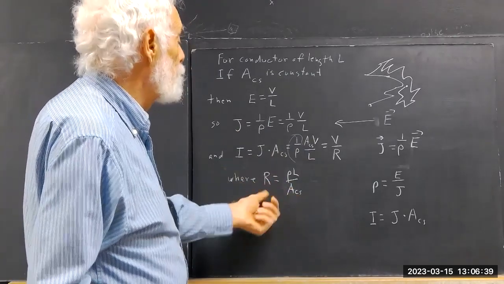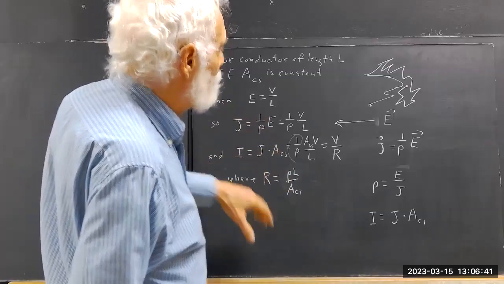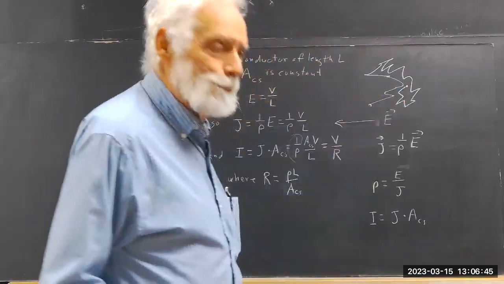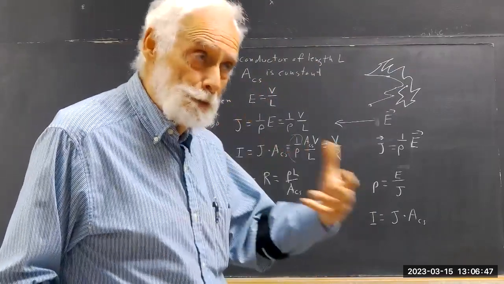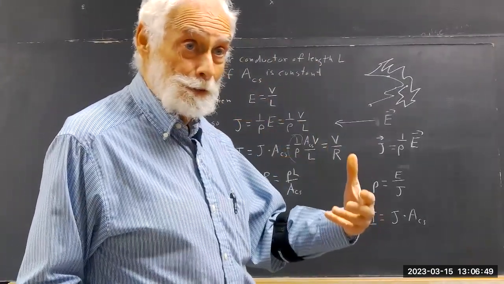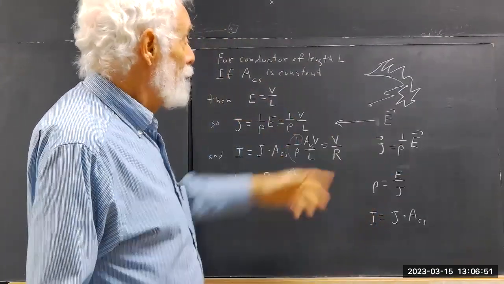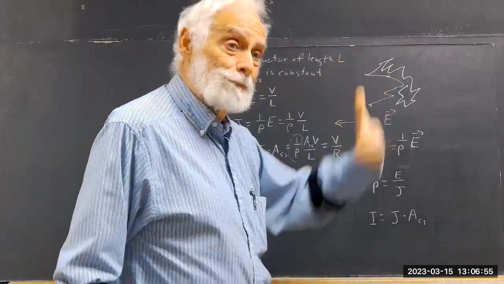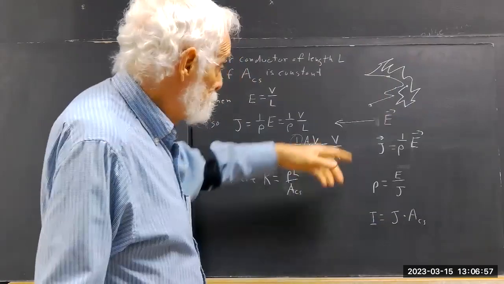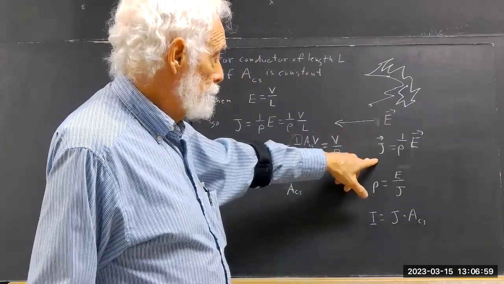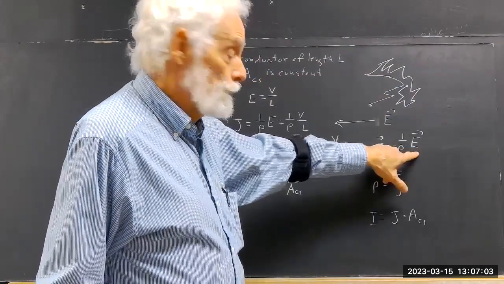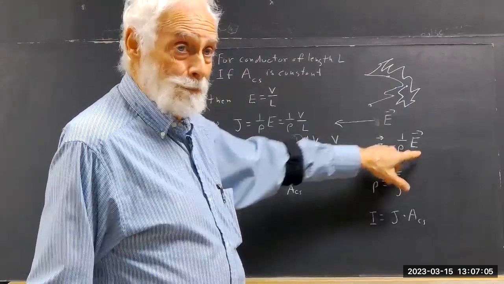Okay, so anyhow, there's your definition. Again, you go back to what it means for a conductor to conduct electricity, to conduct current. What does current mean? It's the rate at which charge drifts past a cross section. Current density is just proportional to E.